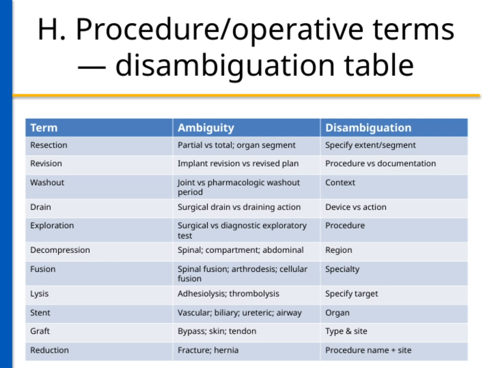When it comes to graft, this can mean a bypass graft, skin graft, or tendon graft, so specifying the type and site is important. Reduction might involve fractures or hernias, and including the procedure name along with the site helps make the context clear. Overall, these terms highlight the importance of precise disambiguation in surgical documentation. By specifying the context, region, target, or type, we ensure clear communication and accurate understanding of the procedures involved.